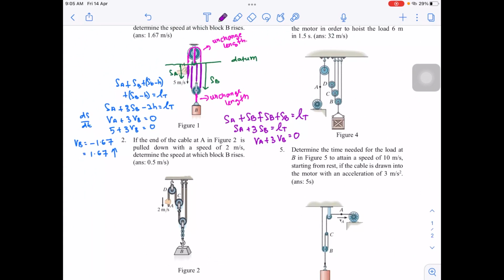Okay. Nombor 2, if the end of cable A in figure 2 is pulled down with speed of 2, determine the speed of block B. So first you need to find datum. You draw datum, biasa datum saya letak dekat atas, dekat tempat yang pulley tu fix. So this is our datum. Letak dekat center of pulley lah. Center of pulley. Right.